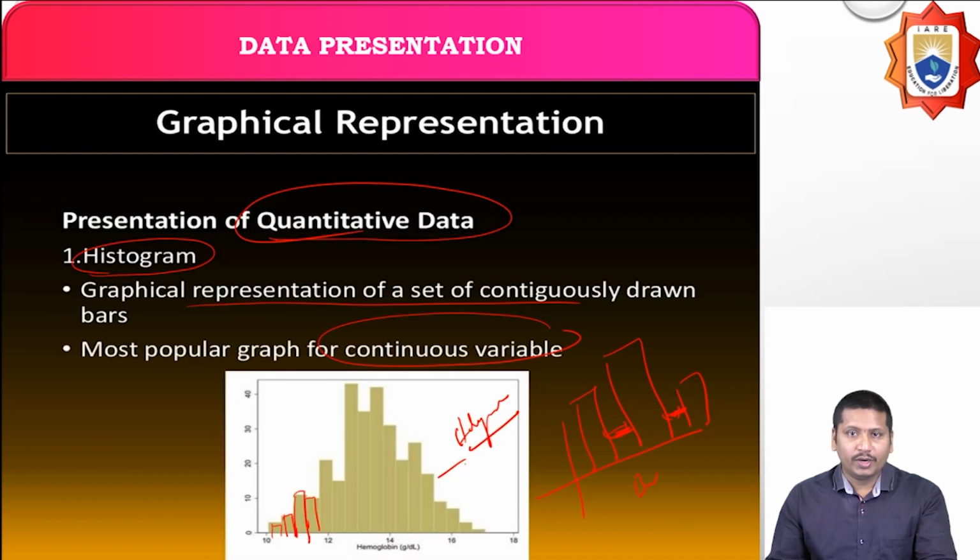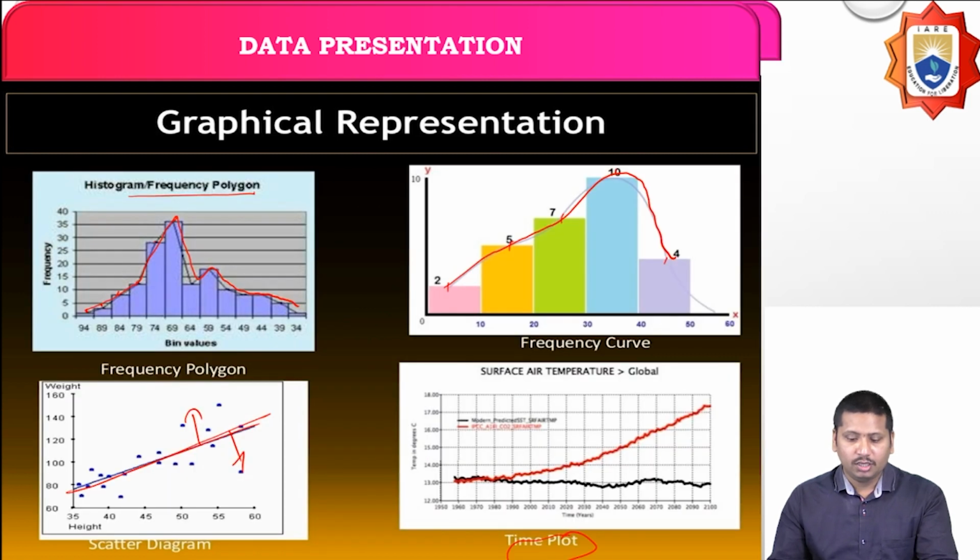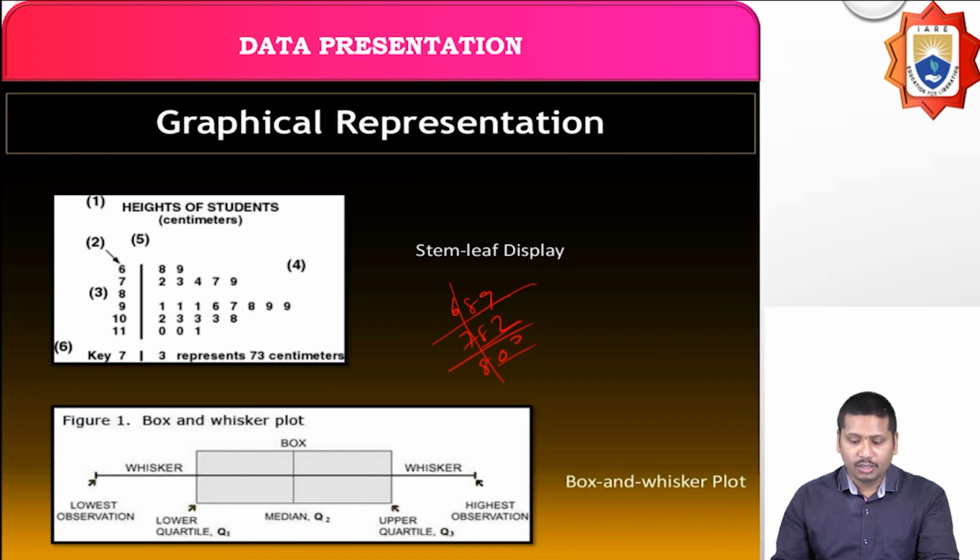Similarly, if I'm going for quantitative data, here I can show a histogram. The difference between a histogram and a bar chart is that if there are no spaces, it is a histogram; otherwise it is a bar chart. And these are some other types of graphs for quantitative data: histogram, frequency polygon, frequency curve, and scatter plot, and then the stem and leaf graph and the box and whisker plot are other ways of presenting the data.